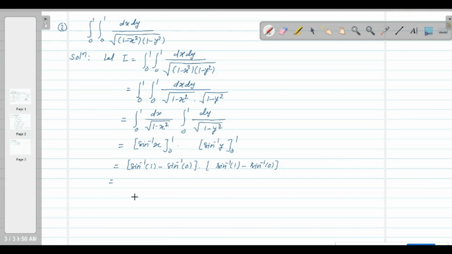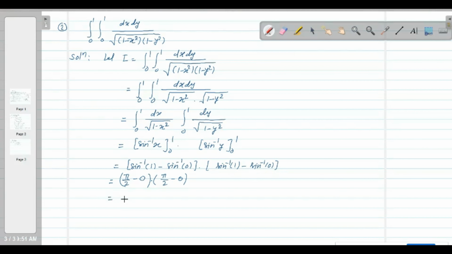Which value of sin gives 1? Pi by 2, that is 90 degrees. Sin inverse of 0 is 0. And into this is also pi by 2. Pi by 2 minus 0.